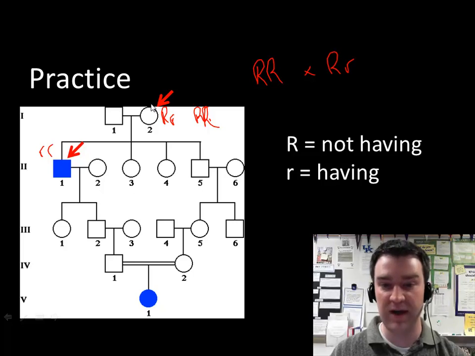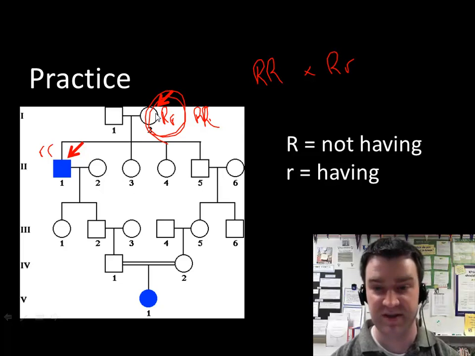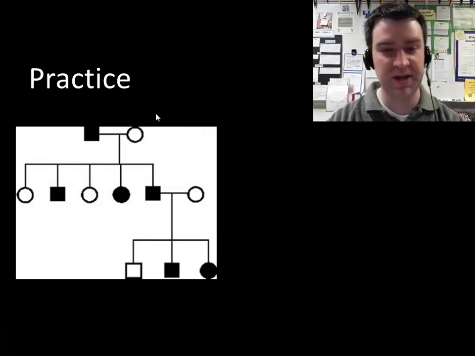So really the only way that they could have this son that has the trait is for both of them to be heterozygous. So we do want you to be able to reason things out like this in pedigree problems, and really this is showing all of your inheritance skills that you're hopefully building along the way. All right, let's do another trait.